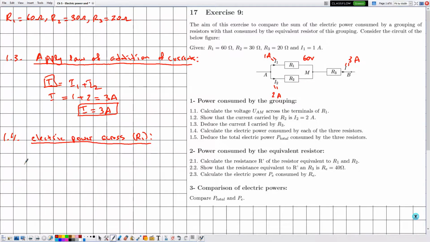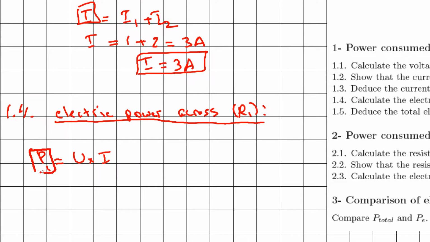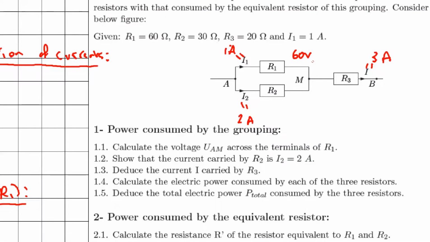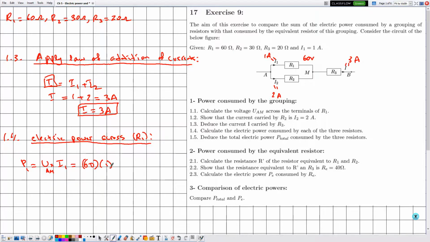So the electric power across R1 is given by the main form, which is P is equal to U multiplied by I. So this is P1. No need to construct a formula because this is the quantity that we want to calculate, having an applied voltage UAM traversed by the current I1. So the value of UAM is 60 and the value of the traversing current is 1. So this is equal to 60. Since everything is expressed in SI, the value of P1 will be in SI, which is watts. So P1 is equal to 60 watts.